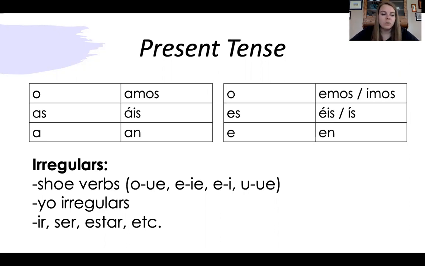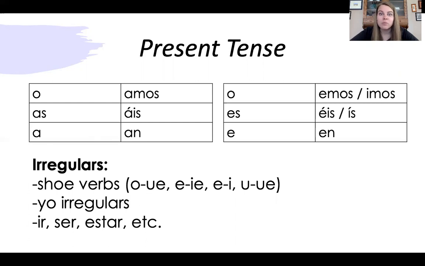The irregulars you need to worry about are shoe verbs. We have 4 different kinds of shoe verbs in the present tense: O to UE, E to IE, E to I, and O to U. Another thing to remember is we have a lot of yo irregulars, everything from voy, soy, estoy, to conozco, to all the go verbs, tengo, hago, pongo, digo, traigo, salgo, and a variety of other ones like ver becomes veo, etc. Lots of different kinds.